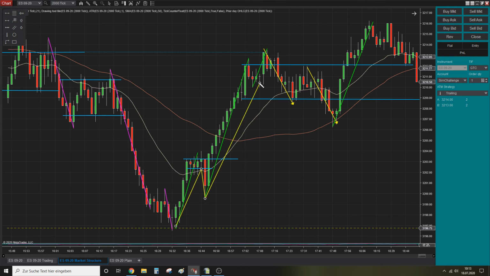So here we have the two-legged pullback. A B C D E, A B C D E. Then we have the failed two-legged pullback that fails here to the upside. Only one tick and it fails. So then I thought, wow, the failed two-legged pullback failed. The failed second entry failed. So we can go short. But it's still too early, I think. I have no real reason other than it's far away from the EMA. I just don't like it at all.